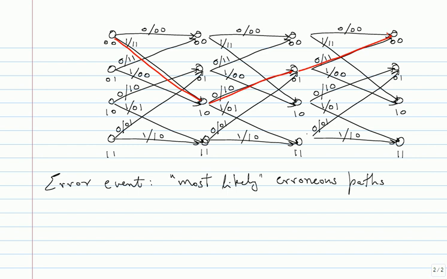So the weight of this path is what? Five, right? The weight of this path is 5. You've got a 1-1 here, and you've got a 1-0 here, and you've got a 1-1 here. So the weight of this path is 5. So the question is, can there be any other path of lesser weight? The answer here, just looking at it carefully, seems obvious.